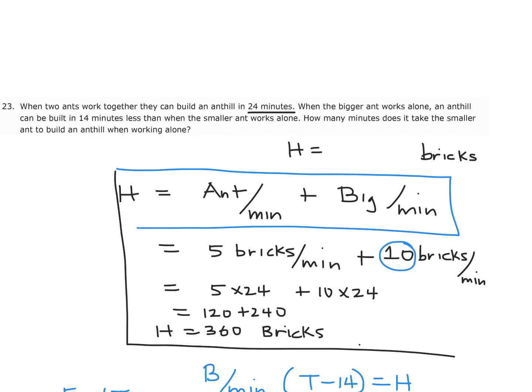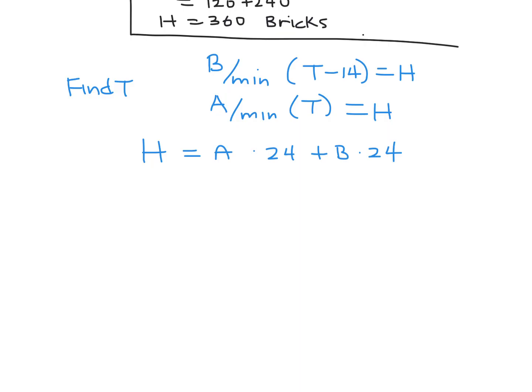Let me just double check that here. When 2 ants are working together, they can build an anthill. So the entire anthill is built in 24 minutes. Okay, that's what I was hoping for. All right, so that, I guess, gives us another equation. So we still only have 3 equations with 4 variables, but that's okay. Let me just divide through by 24, and then it'll give me just A plus B. And then I will use these equations.